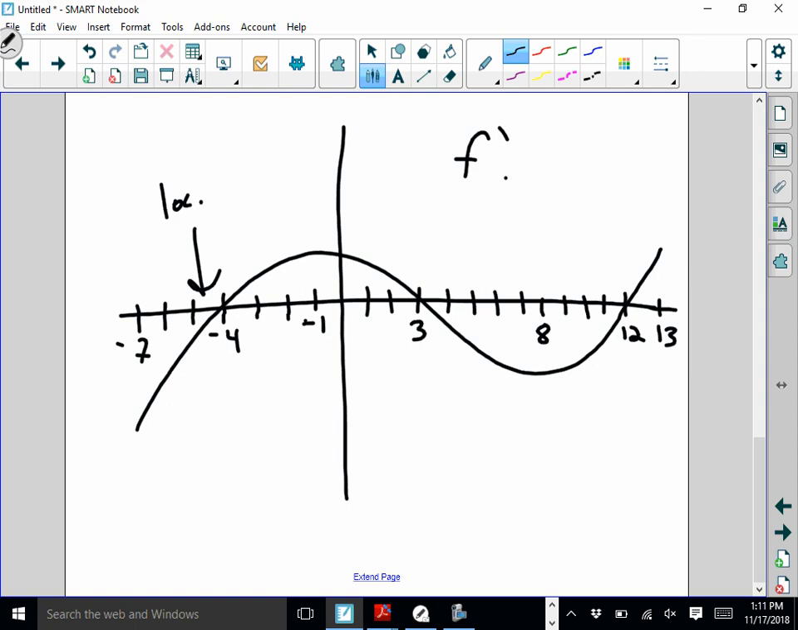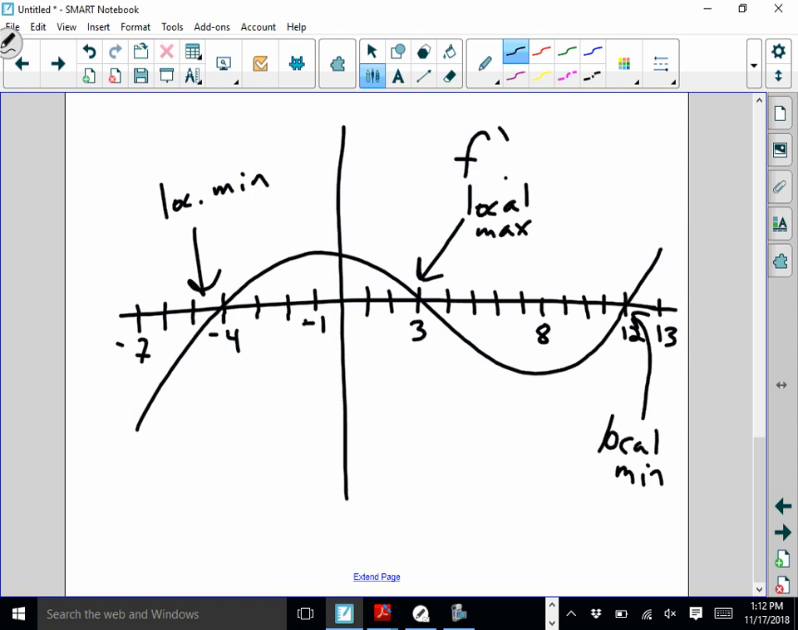That's a local max. And that's a local min. We need to be 100% automatic with that every single time. No mistakes whatsoever. So we have a local min at -4, a local max at x equals 3, and a local min at x equals 12.